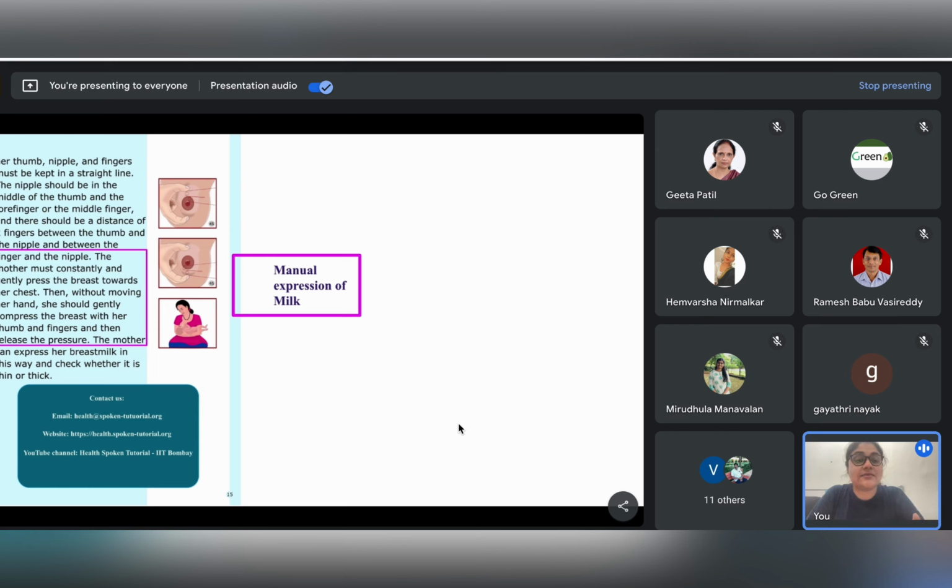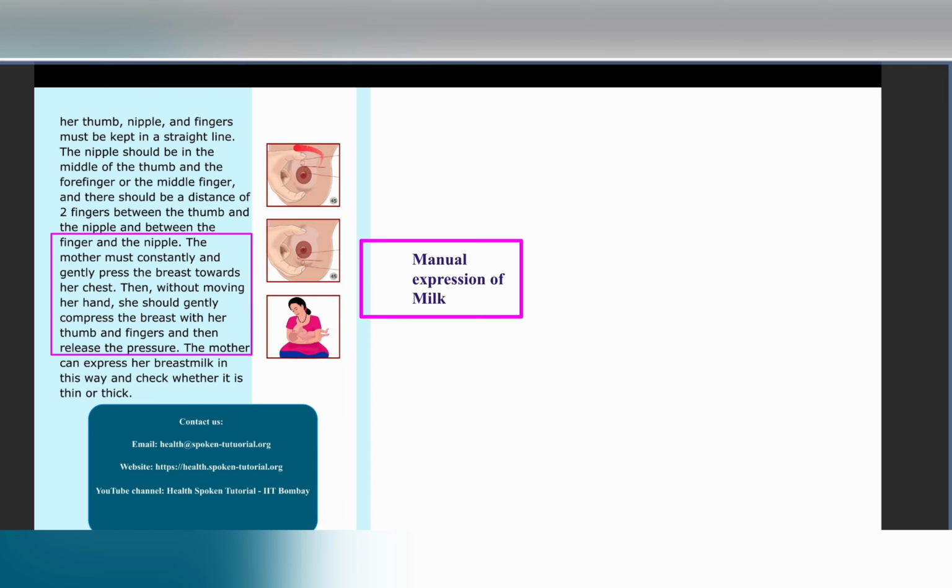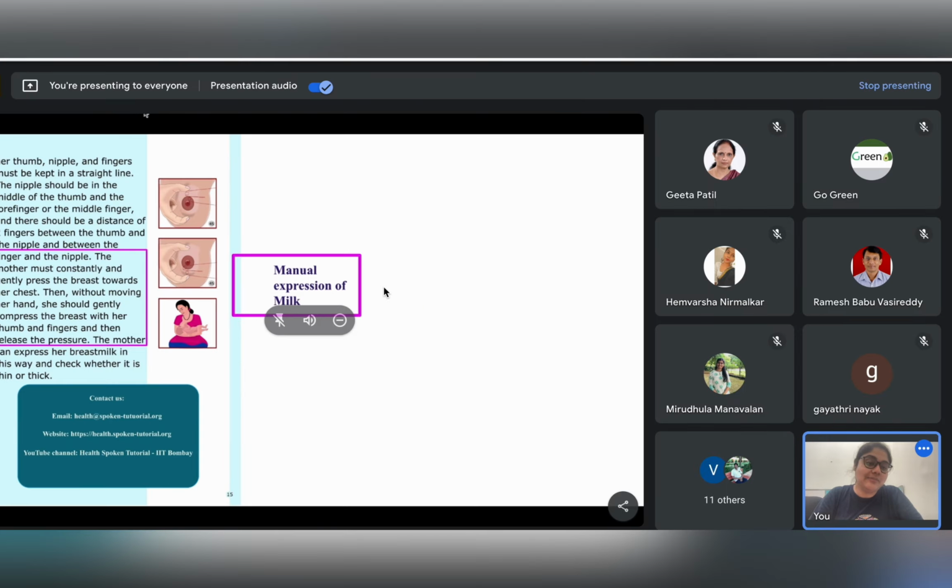As we have discussed before, it is a press, compress, release mechanism, right? Whenever a mother wants to express breast milk, the nipple is between the thumb and the forefinger or the middle finger, and the fingers need to be properly placed. Then the mother can press the breast tissue against the chest wall, and then compress without moving her hand. She can compress the breast and then slowly release it to express the milk.